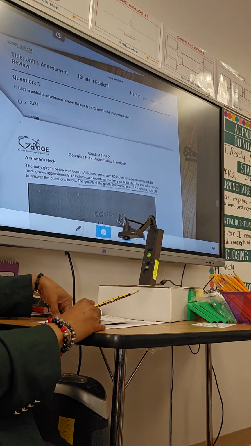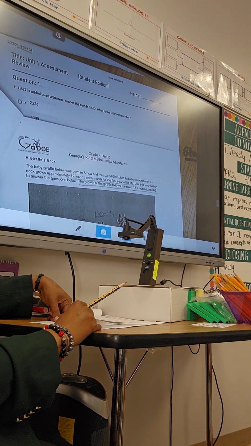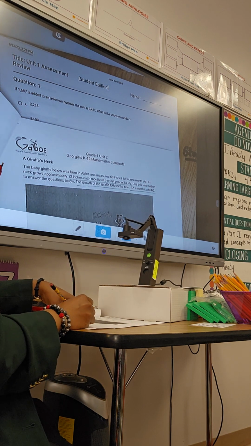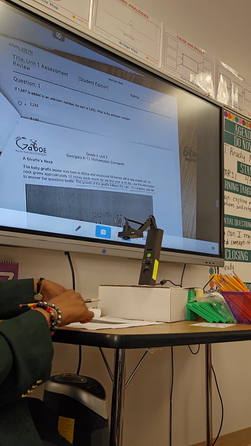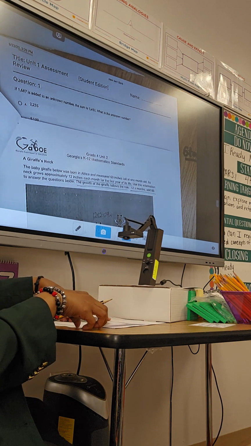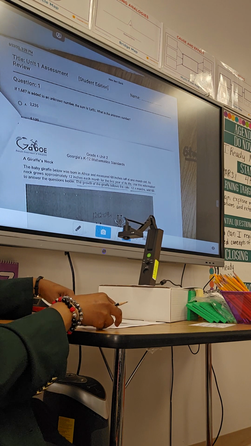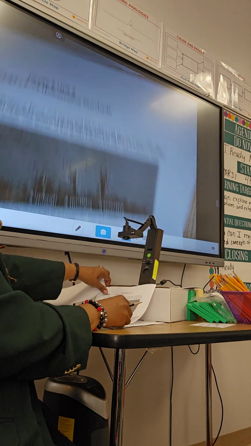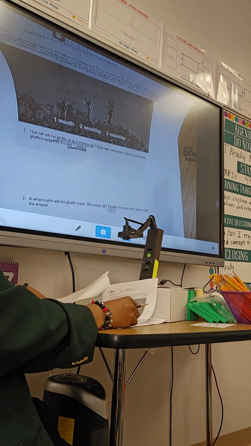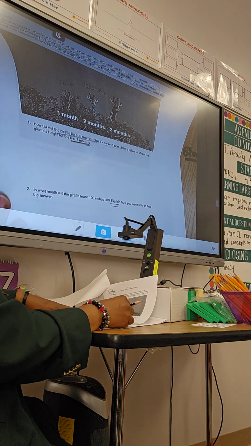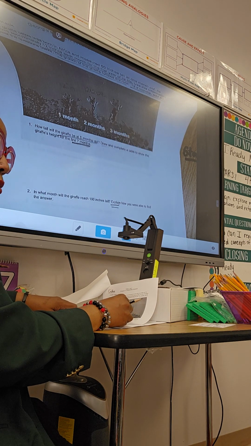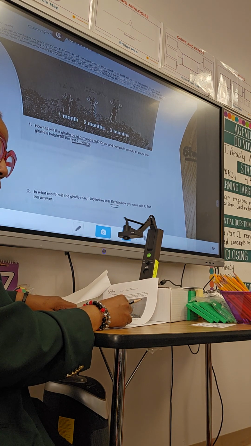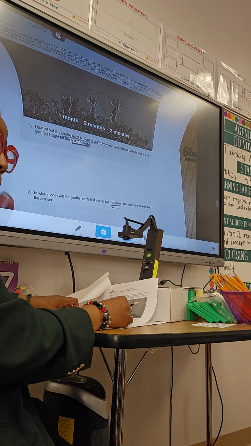In what month will the giraffe reach 100 inches tall? It says explain how you were able to find your answer. You can work it out as a problem. That's fine, but you are expected to explain. It's not there for decoration. It's there for you to actually answer it. Okay, any questions about page 1 or 2?